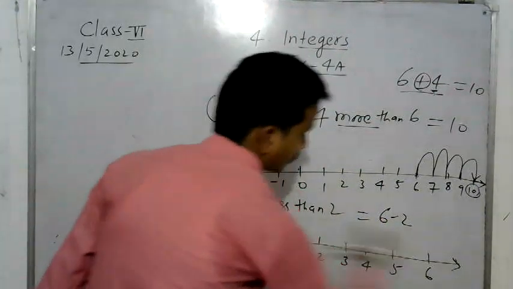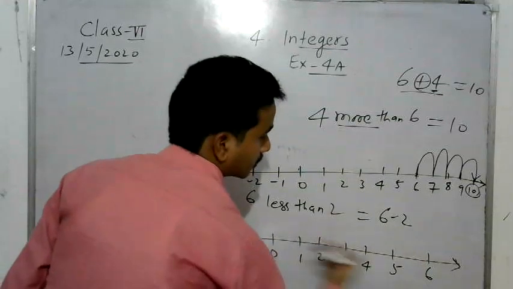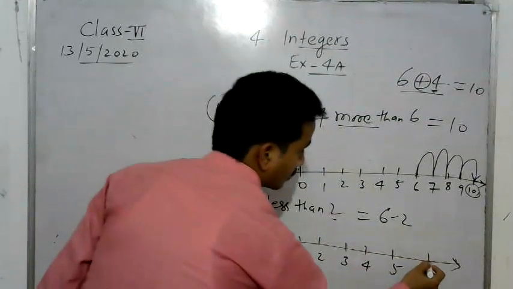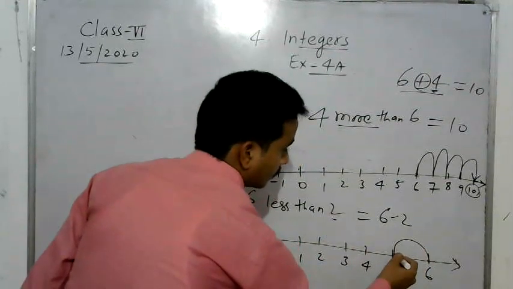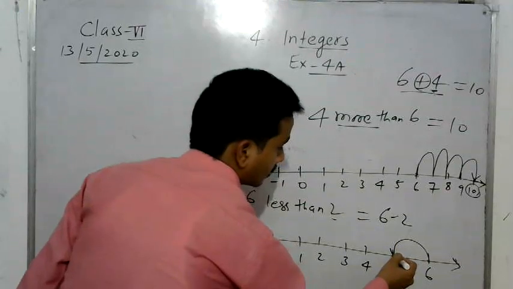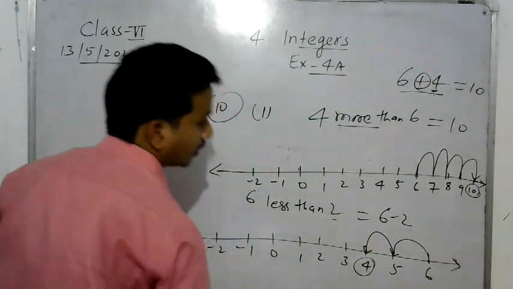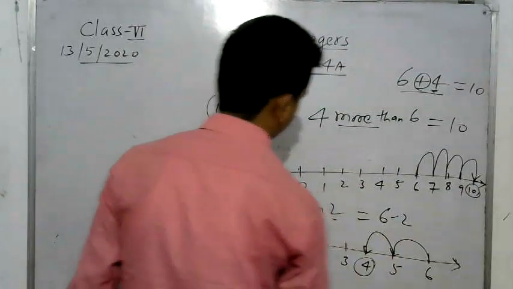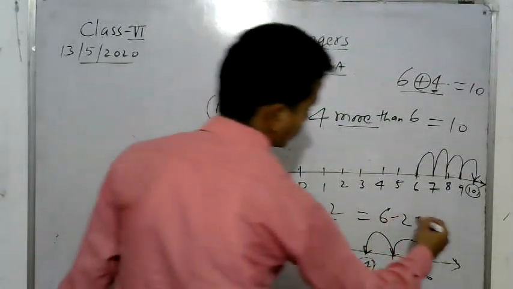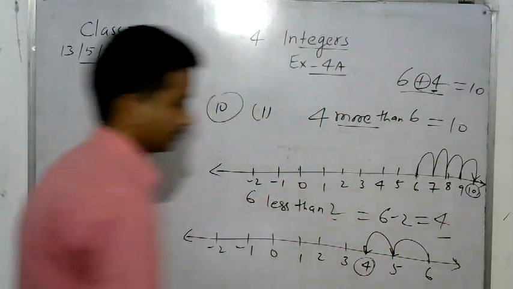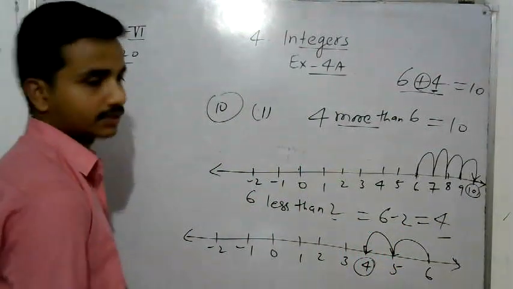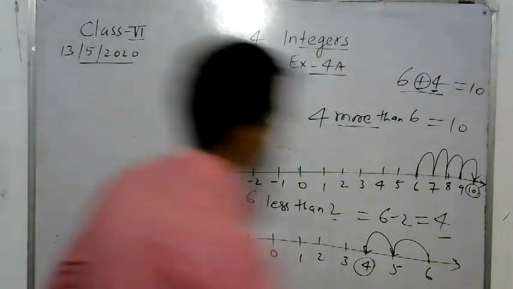Less than means you have to move in left direction. How many steps? 2 steps. So here is 6, move left. First step and second step. So where we reach? We reach here in 4. So 4 will be the answer. 6 less than 2 equals 6 minus 2 equals 4. In this way you have to represent this number on number line.